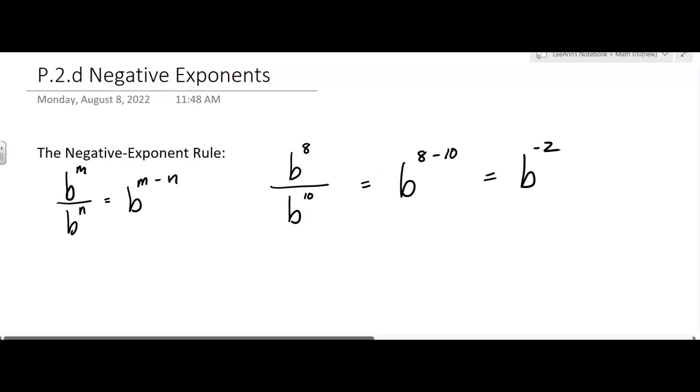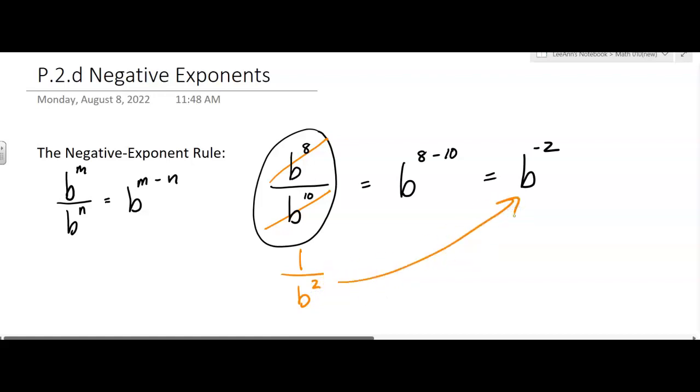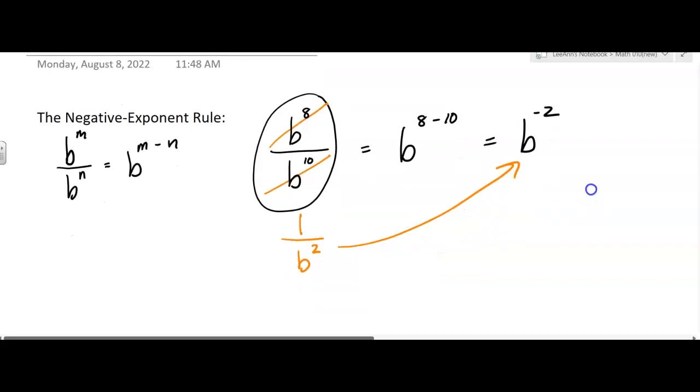So how could we look at this a different way? Well, again, I've chosen large numbers, but if you think about the canceling idea, you have 8 b's that are going to cancel with 8 of those b's. And so you're going to have a 1 in the numerator and b squared in the denominator. And so 1 over b squared has to be the same as b to the negative 2. Otherwise, we have problems with what we're saying in math.